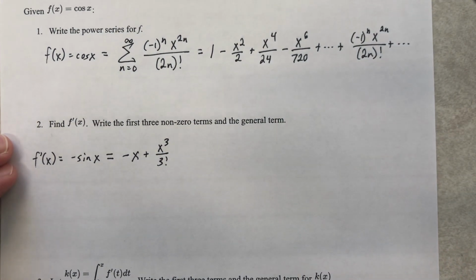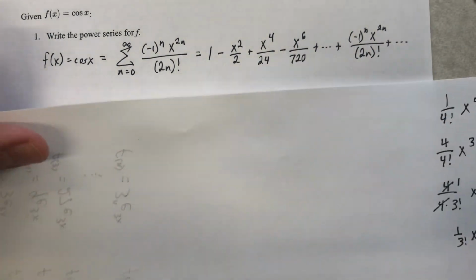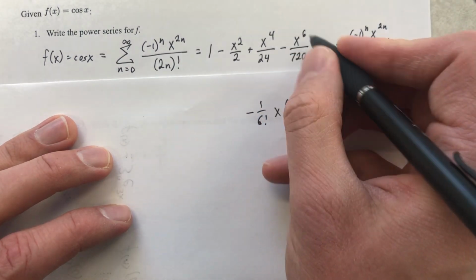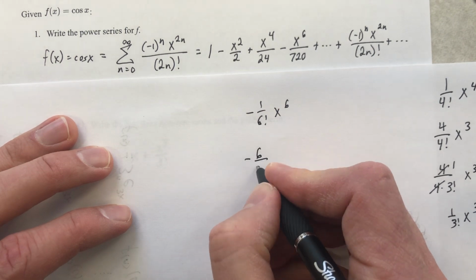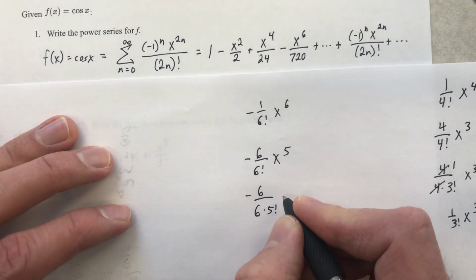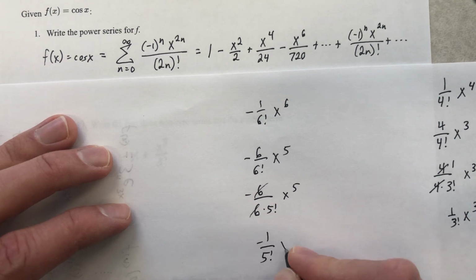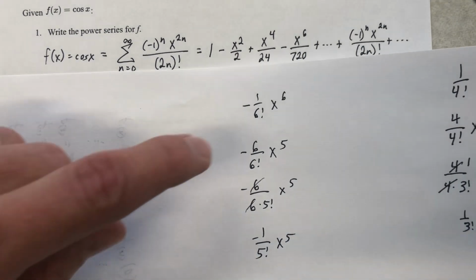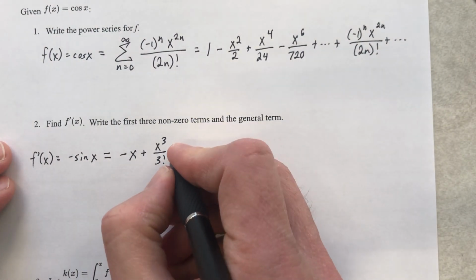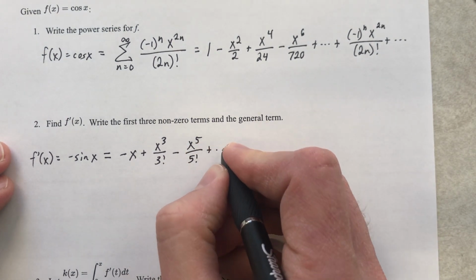You can guess what the next one is. If we took the derivative of this term, 720, by the way, not the most obvious of all factorials, it's 6 factorial. We would have negative 1 over 6 factorial, x to the 6, taking the derivative of this term. So we'd have negative 6 over 6 factorial, x to the 5th. That's negative 6 over 6 times 5, 4, 3, 2, 1. And those cancel, and I'm left with negative 1 over 5 factorial, x to the 5th. These little doodlings are going to come in handy when we get to the general term. You watch, it's going to be great. So x to the 5th over 5 factorial, and then we have our general term.